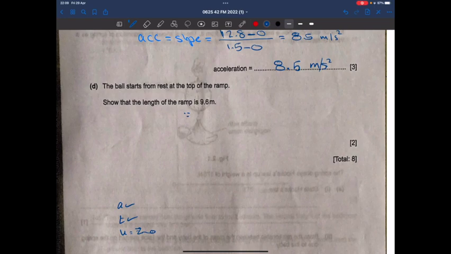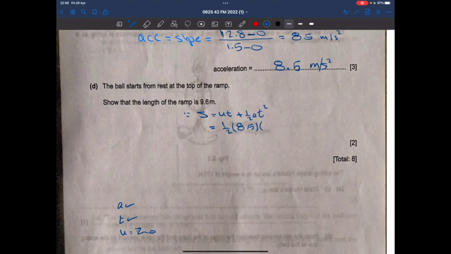So I could say here, since the displacement equals ut plus half at square. Ut is 0 because the initial speed is 0. So half the acceleration we just calculated, it's 8.5. And we still have the time.